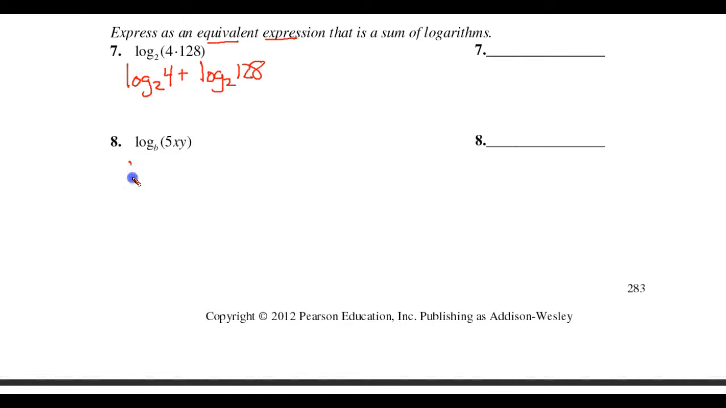All right, here it's going to be log base B of 5 plus log base B of X plus log base B of Y. Okay, again, once you know what it's about, it makes it a lot easier.